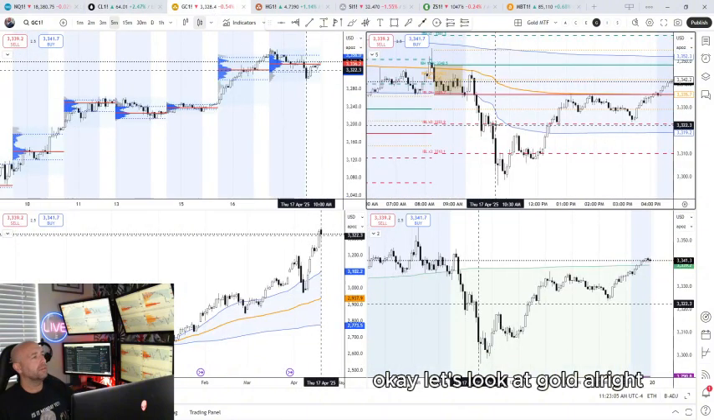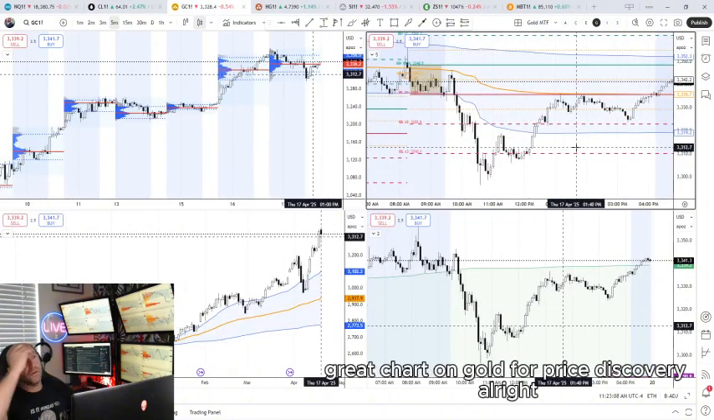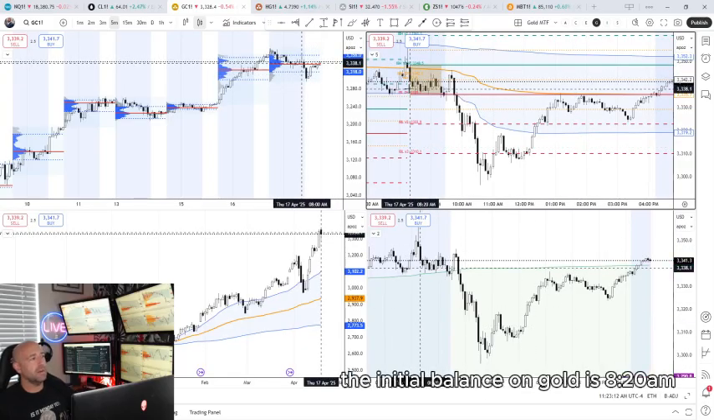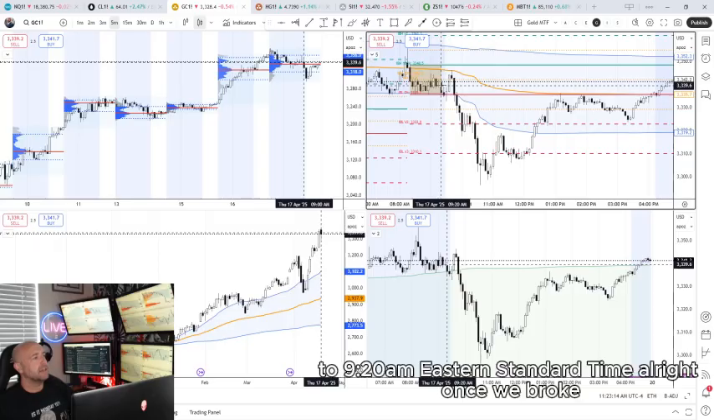Let's look at gold. Great chart on gold for price discovery. Here's our initial balance. The initial balance on gold is 8:20 a.m. to 9:20 a.m. Eastern Standard Time.